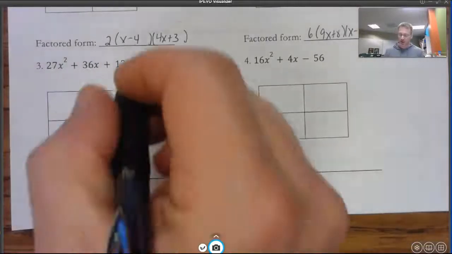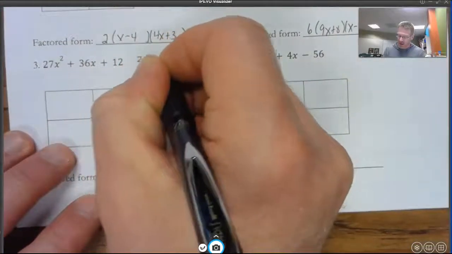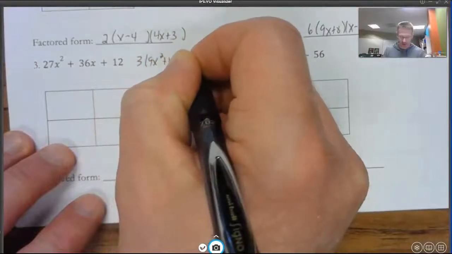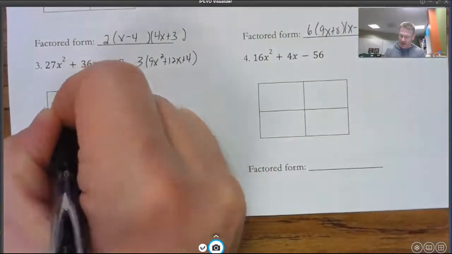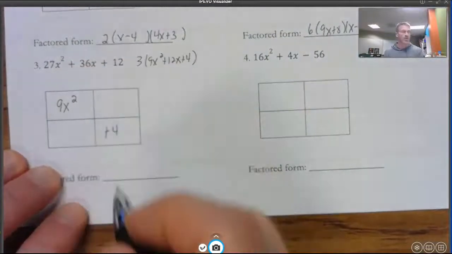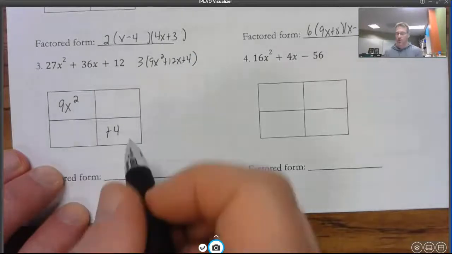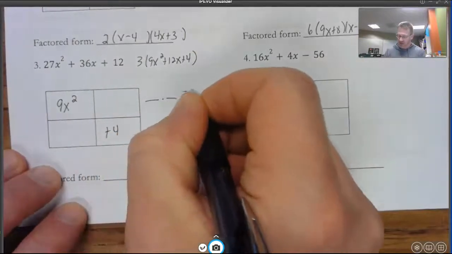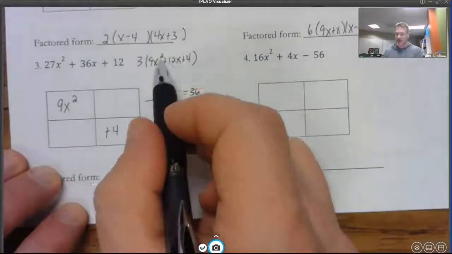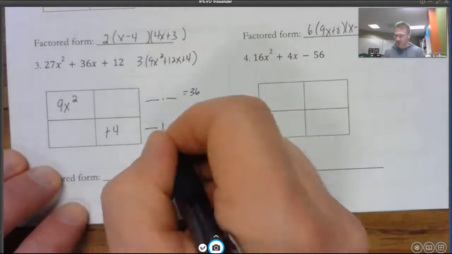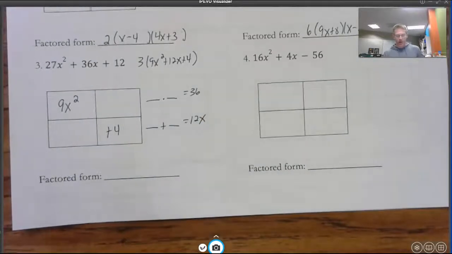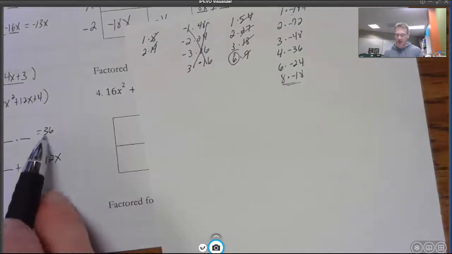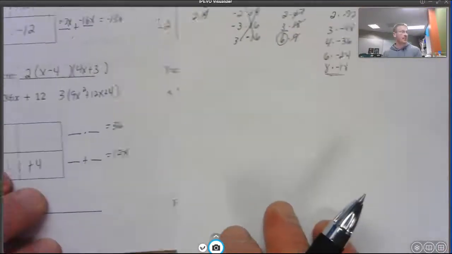So let's factor out a 3. And that leaves us 9x squared plus 12x plus 4. Now our new a term is 9x squared. Our new c term is 4. So if we do a times c, 9 times 4 is 36. I've got to find two things that multiply to 36 but add to our new b term, which is 12x. Once again, we start looking through the things that multiply to 36, and this is positive, so we know both factors have to be positive.